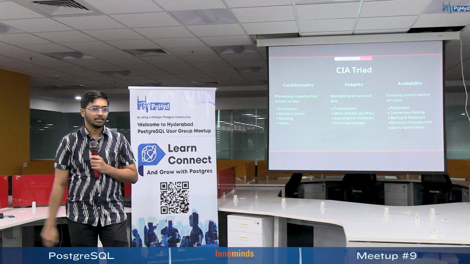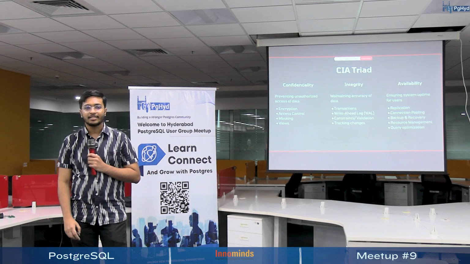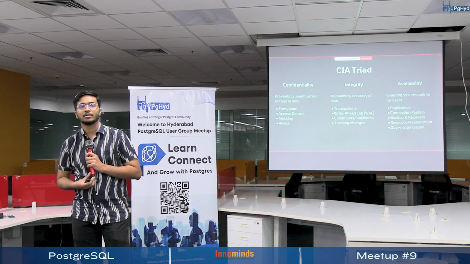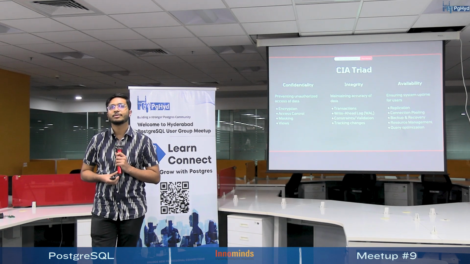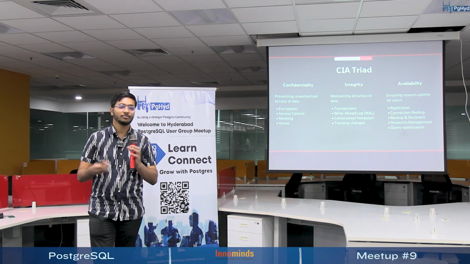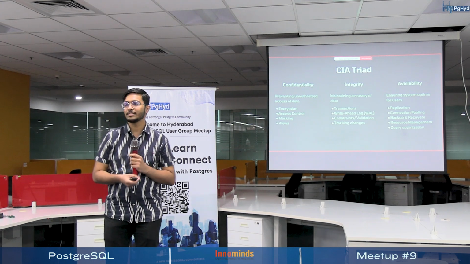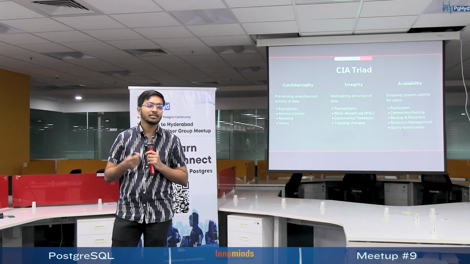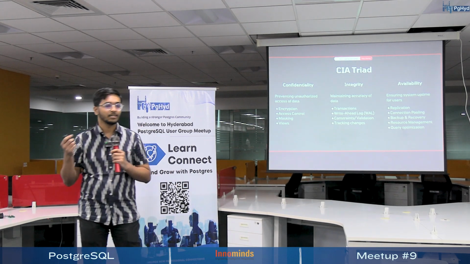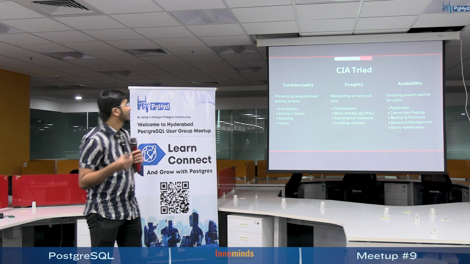So the next slide, CIA triad. CIA triad is a model that we use when we have to think about securing applications. This is not perfect, but it gives us a good starting point. So we start talking about confidentiality, integrity, and availability.